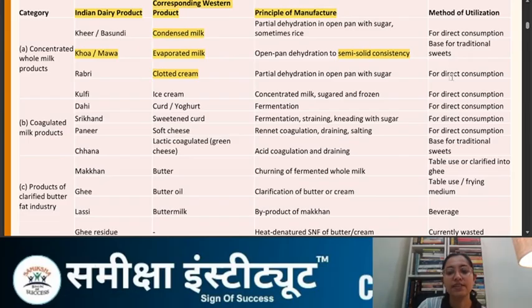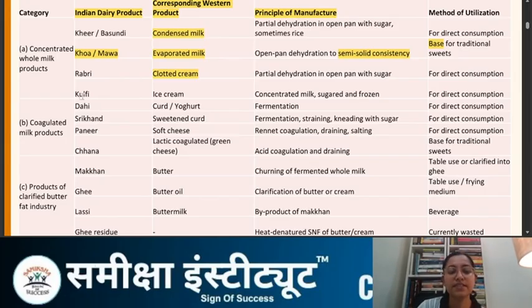All these are for direct consumption, whereas khoya acts as a base for the traditional sweets or traditional sweetmeats. It acts as a base from which other products can be produced. We'll study about it when we study khoya in detail. Different kinds of products will be produced from khoya depending on the fat percentage of the khoya and the classification of khoya.